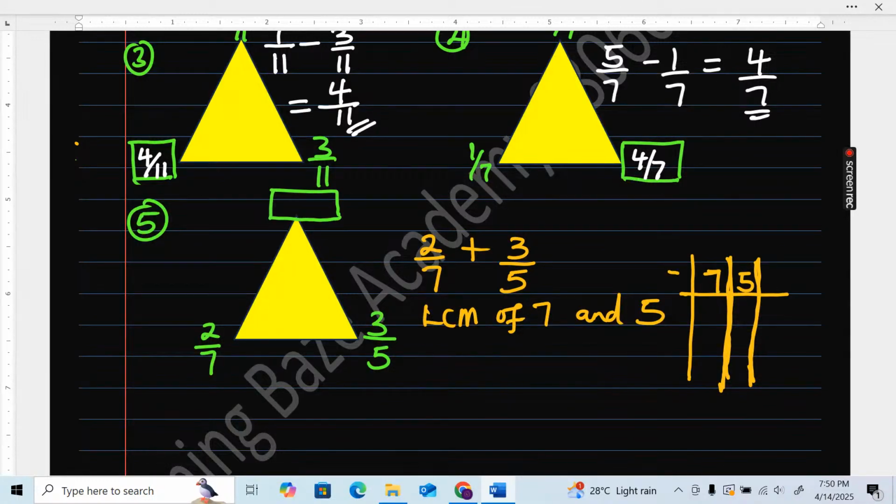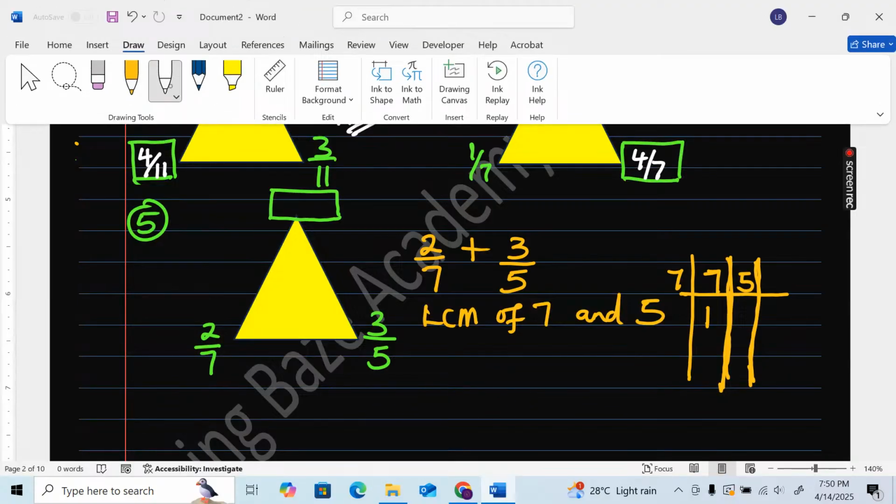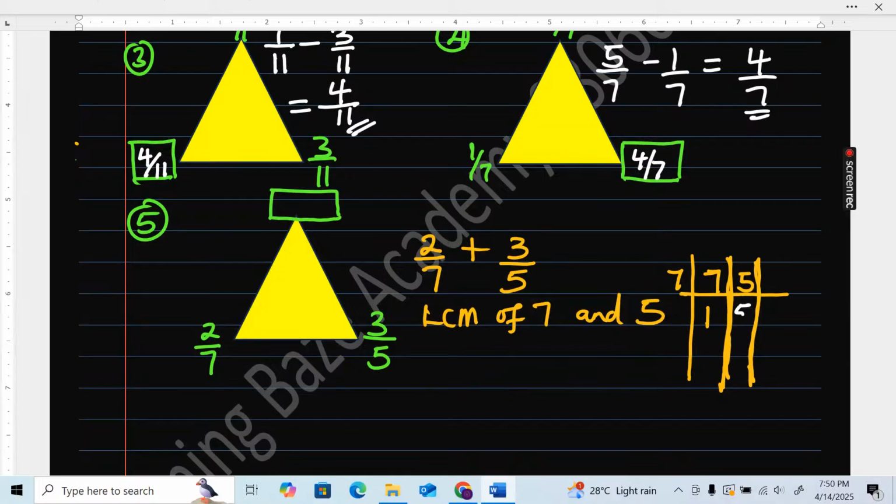So we can divide by 7 because 7 is a prime number, 5 is a prime number. 7 goes into 7, that's 1. 7 cannot go into 5, so you have to write down 5 because it is LCM. Now we can divide by 5. So 5 goes into 1, impossible, write down 1. 5 goes into 5, that is 1.